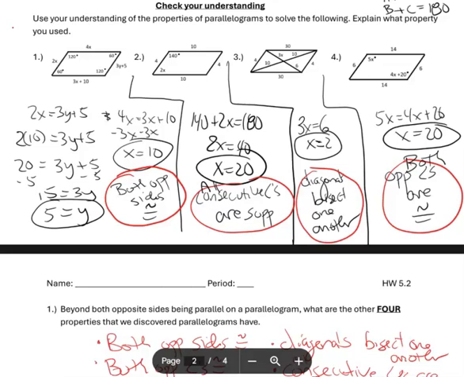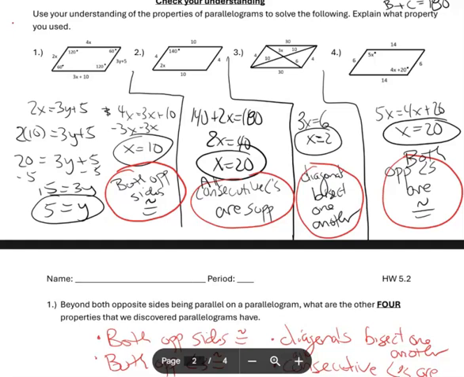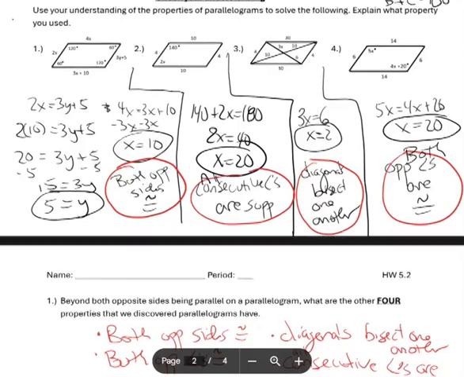And the last one, it shows us that both opposite sides are congruent, but we don't need that because there's no variable. We also know that opposite angles are congruent, and that is helpful because that's where the variable is. So we could set those equal to one another and solve, and both opposite angles are congruent is the property that we'd be using.